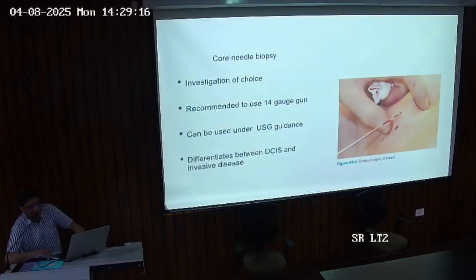This is the core needle biopsy. This is the investigation of choice and it is recommended to use a 14 gauge needle, while in FNAC it was a 23 gauge. This can be done under USG guidance because if the lump is small, we have to pierce the core of that lump and that can be USG guided. In the core biopsy, the tissue is coming, that's why it's used for differentiation between DCIS and invasive disease, which is not possible on FNAC.